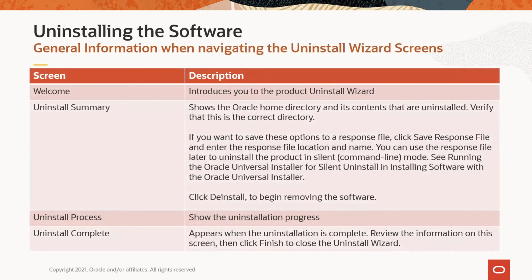Now that you have stopped the server's processes, we can move to uninstalling the software. The uninstall wizard will need to be run twice. First, to remove the Oracle Identity and Access Management 12.2.1.3 software, and then second, to remove the WebLogic server from the FMW 12.2.1.3 software. The general information you will see while navigating the uninstall wizard screens are the welcome screen, the uninstall summary, process, and complete screens.